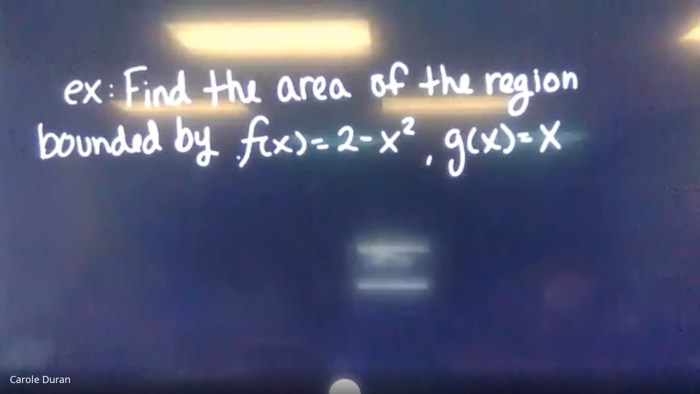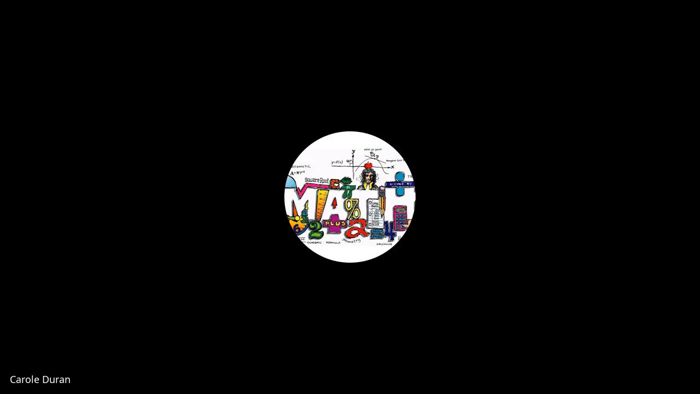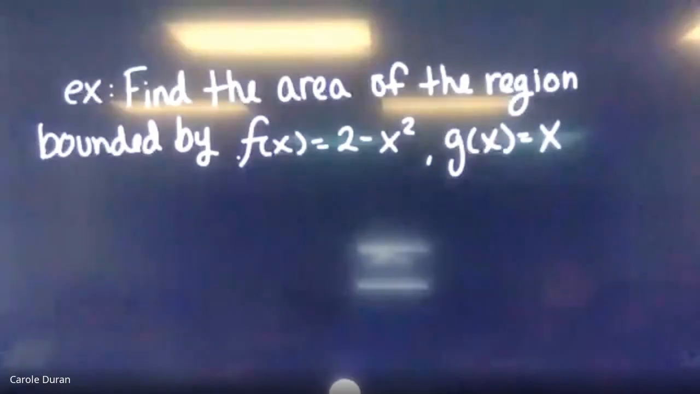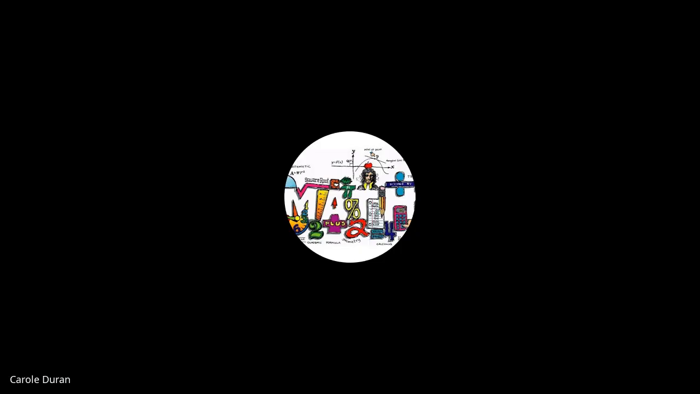So on this one, it just asked me to find the area of the region bounded by f of x and g of x given these two functions. This means I'm looking for the enclosed space created by intersection points. So the first thing I need to do is find intersection points. I'm also going to show you what the graph of this one looks like just so you can see what's happening. But you don't have to have a graph for this. It is helpful.